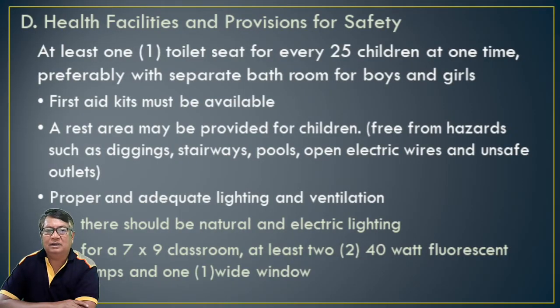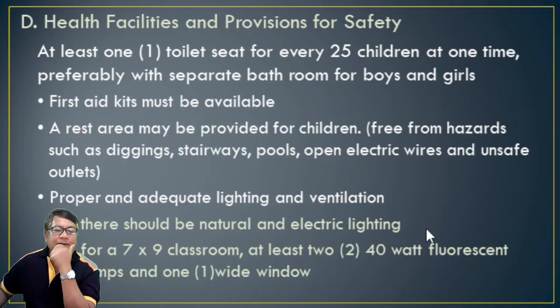Letter D, health facilities and provisions for safety. At least one toilet set for every 25 children at one time, preferably with separate bathrooms for boys and girls. Health facilities may include first aid kits, which must be available. A rest area may be provided for children, and then proper and adequate lighting and ventilation. There should be natural and electric lighting, a combination of both. For a 7 by 9 classroom, at least two 40-watt fluorescent lamps and one wide window.